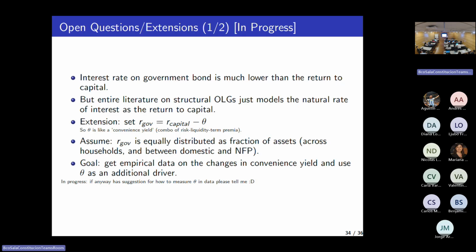There is this paper in Friday and volume where they show that, in order to explain this divergence between the MPK and the natural interest rate, they have a story that is more related to market power.